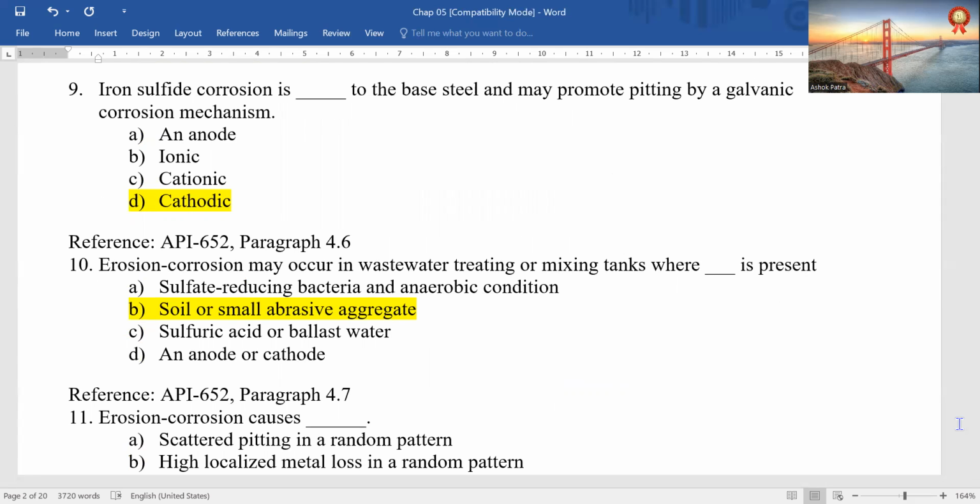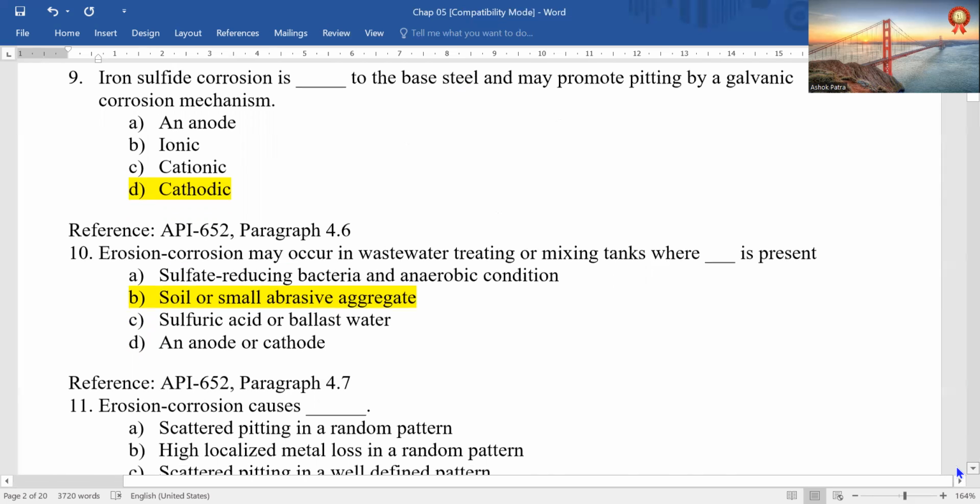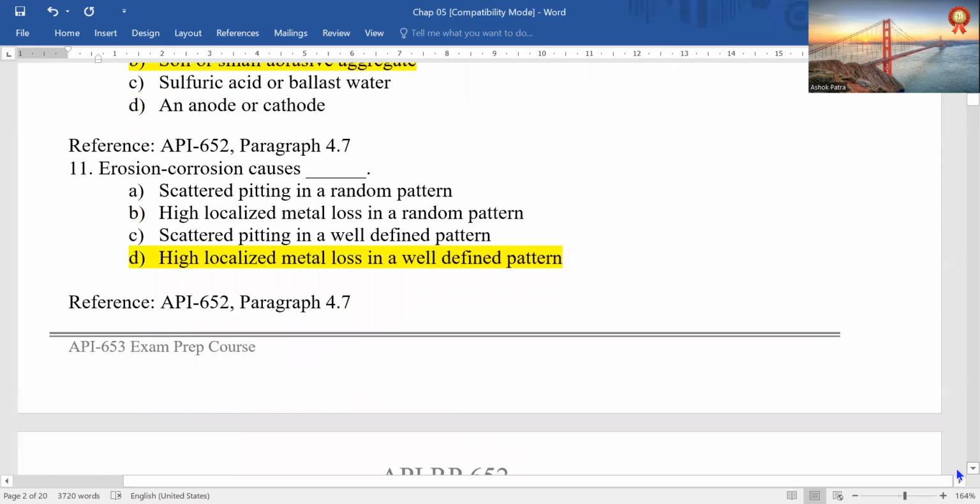Erosion corrosion may occur in wastewater treating or mixing tanks, where soil or small abrasive aggregate is present. Erosion corrosion causes high localized metal loss in a well-defined pattern.